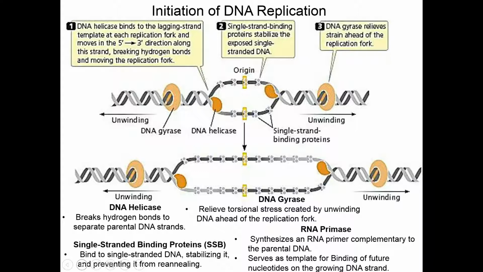Now, how does the cell keep those single strands of parental DNA from recombining, reannealing? Well, there are single-stranded binding proteins that come in and attach to the single strands of DNA to keep them from reannealing, stabilizing it, keeping the replication fork open.